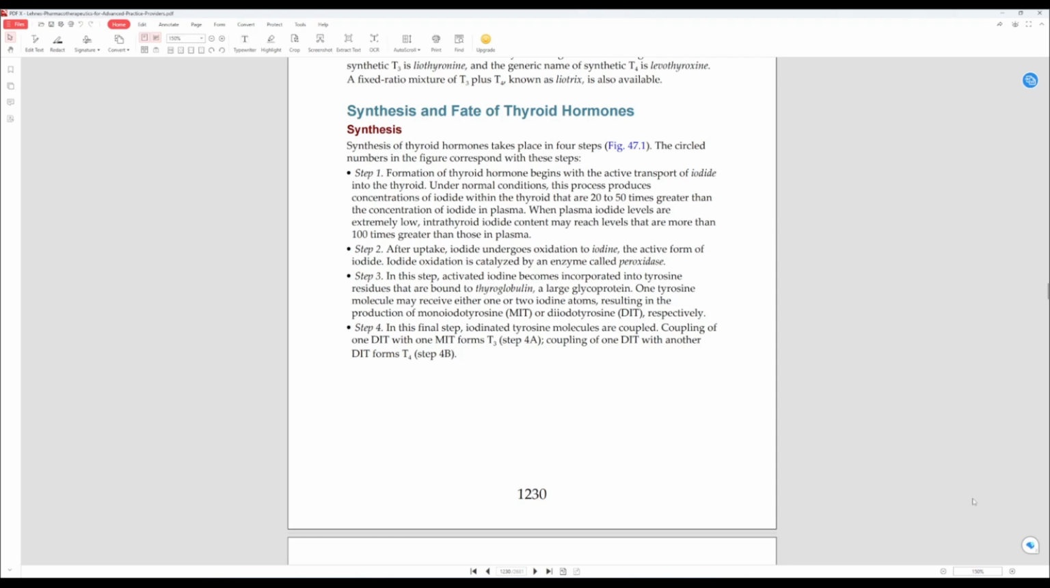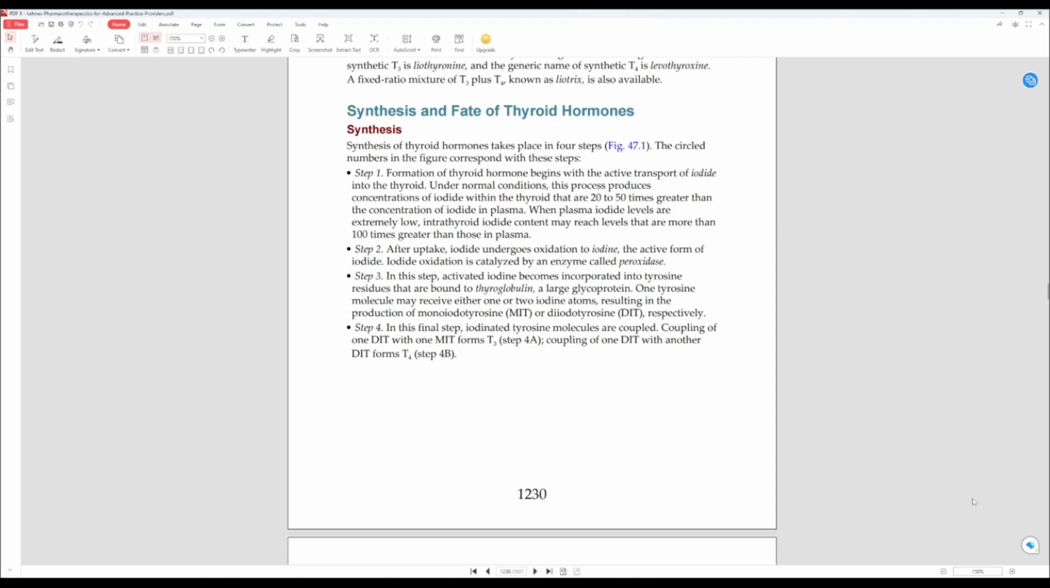Under normal conditions, this process produces concentrations of iodide within the thyroid that are 20 to 50 times greater than the concentration of iodide in plasma. When plasma iodide levels are extremely low, intrathyroid iodide content may reach levels that are more than 100 times greater than those in the plasma. Step 2. After uptake, iodide undergoes oxidation to iodine, the active form of iodide. Iodide oxidation is catalyzed by an enzyme called peroxidase.